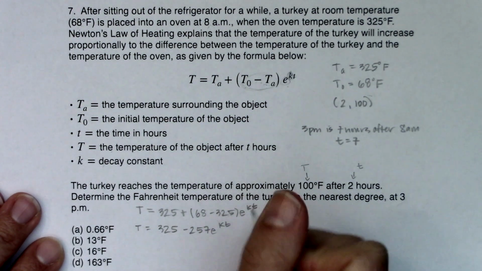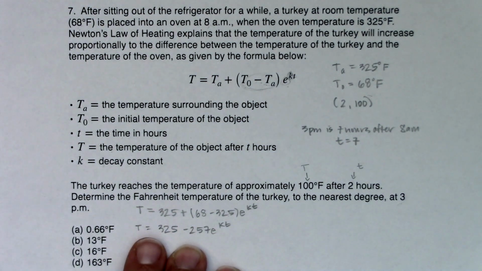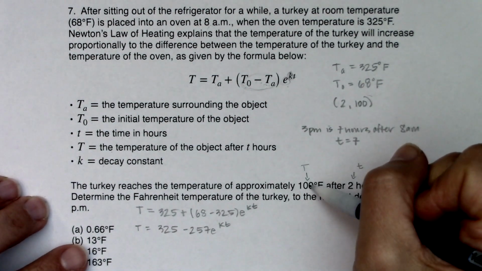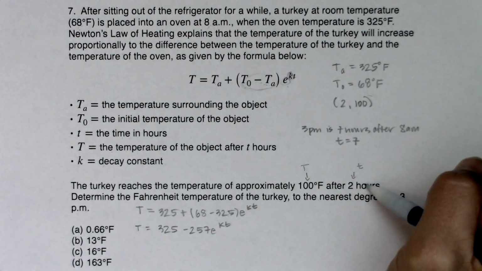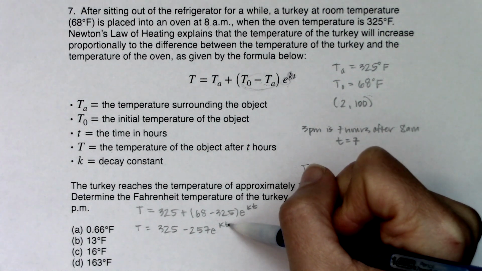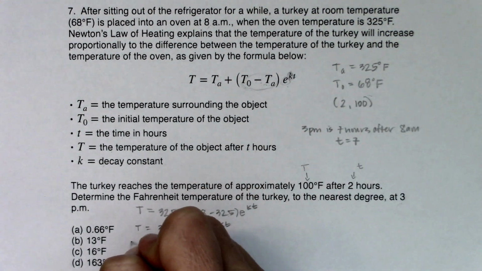e to the kt. I'm beginning to get my exponential model, but I do need to figure out what k is equal to. But they gave us this ordered pair. They said the temperature is 100 degrees after 2 hours. So I'm going to put 100 here. I'm going to put 2 in for t, and that's going to allow me to solve for k. So let's do that. I'm going to put 100 here.